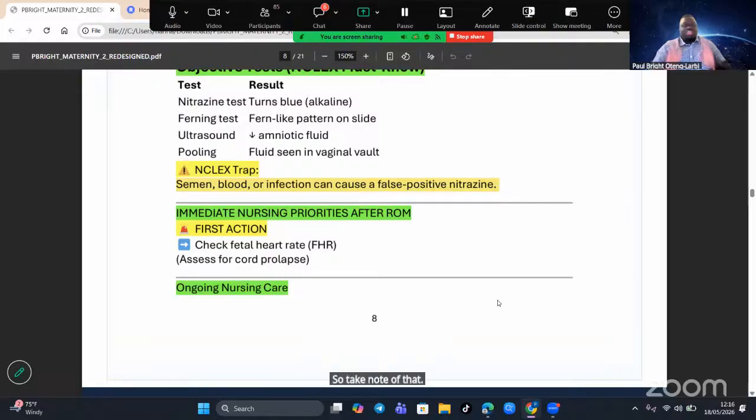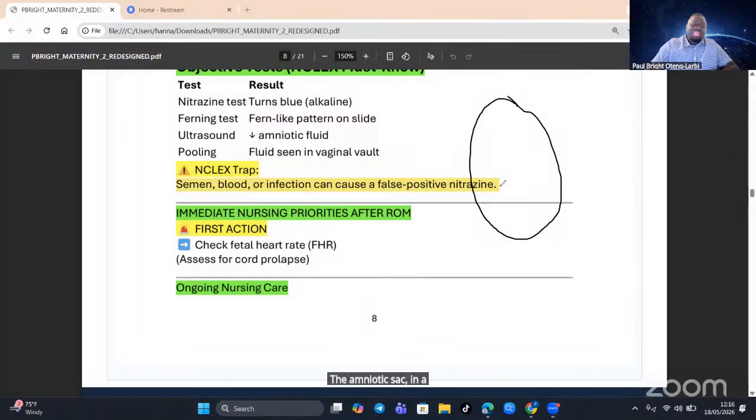Okay. So when somebody ruptures the membrane, the first action, check the fetal heart rate. Because there is what? A high likelihood of what? Cord prolapse. I have told you this. The amniotic sac, in a way, secures the umbilicus. It secures it, it holds it. From this part to the baby is holding it.